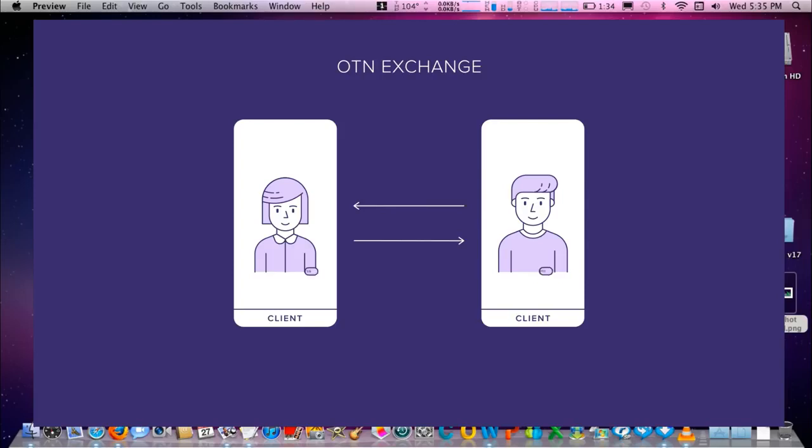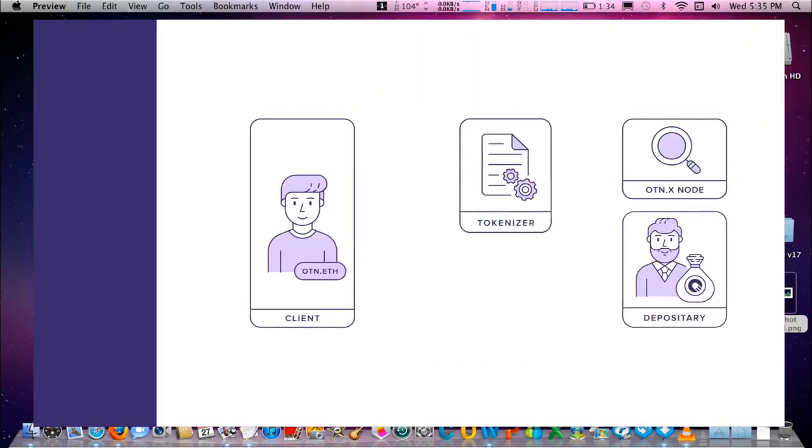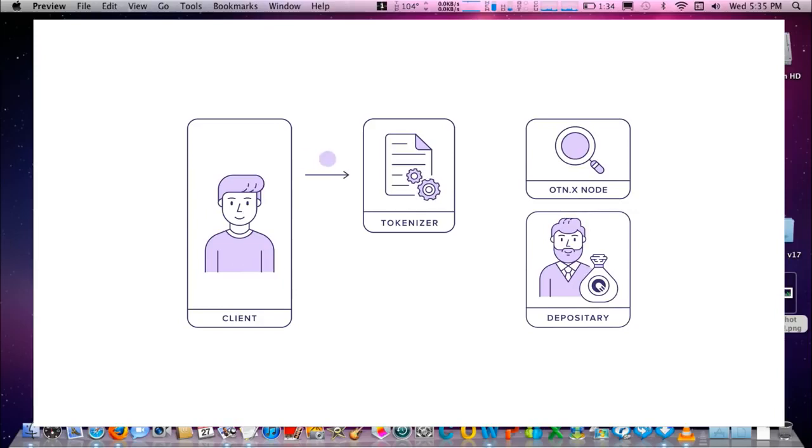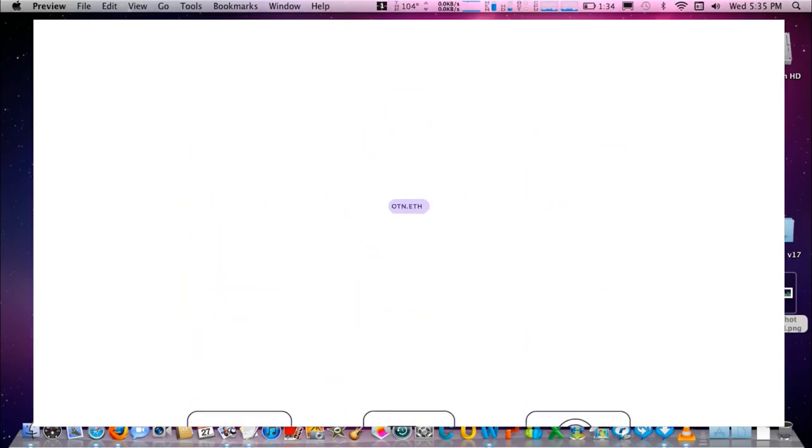Then you exchange your tokenized Bitcoins for tokenized Ethers on the OTN exchange. Now you have the right to receive Ethers in the Ethereum network. To do this, you send the tokenizer your OTN ETH token and the address of your Ethereum wallet. The tokenizer finds a depository in this network and tells it to send the necessary amount of Ethers to your address. In turn, the OTN X node confirms the transaction and destroys the OTN ETH token.